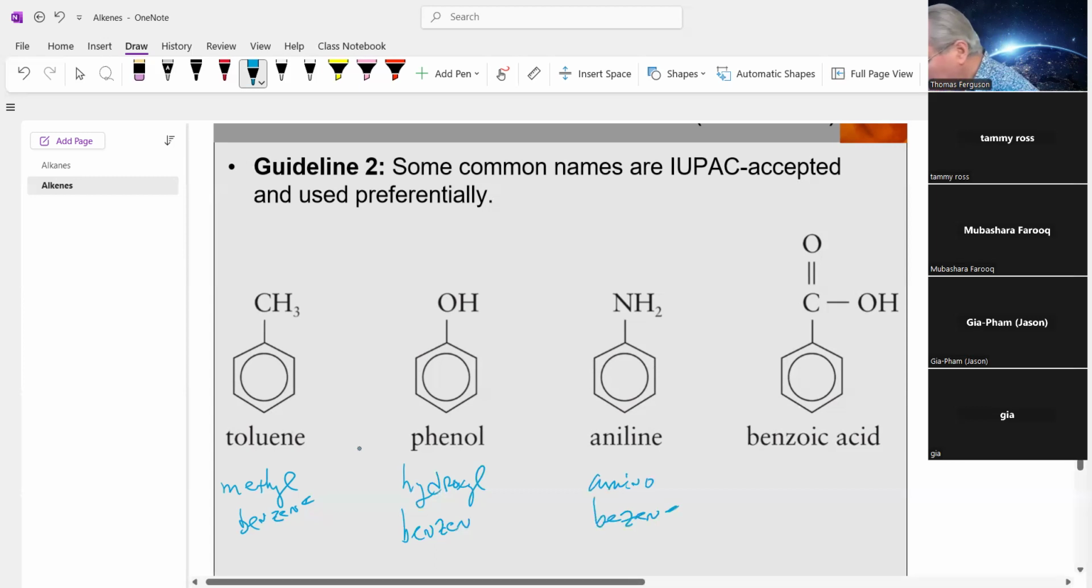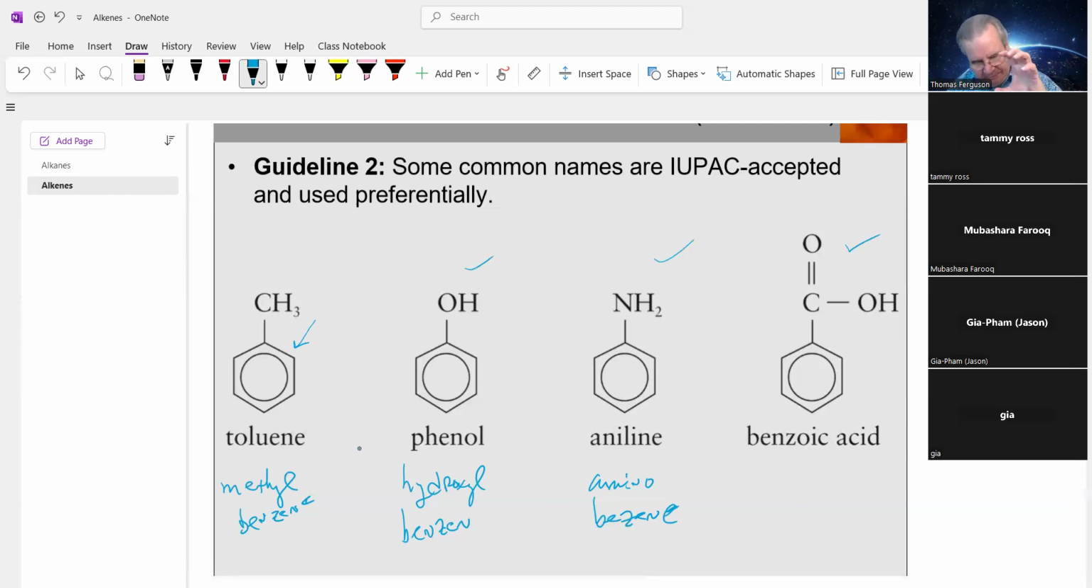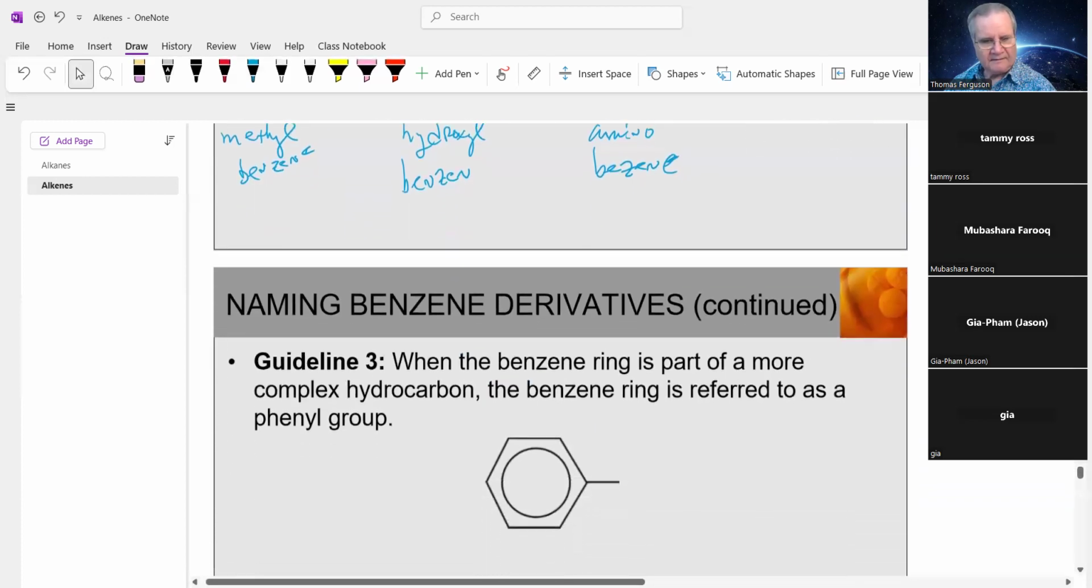So aminobenzene, it's called aniline. Now we're going to be getting to this next chapter. Toluene goes back to the last chapter, really. So if the benzene is the base, these are the names we're going to use. And these are the common ones. So you need to know this one, and for our unit 1, you need to know that one.